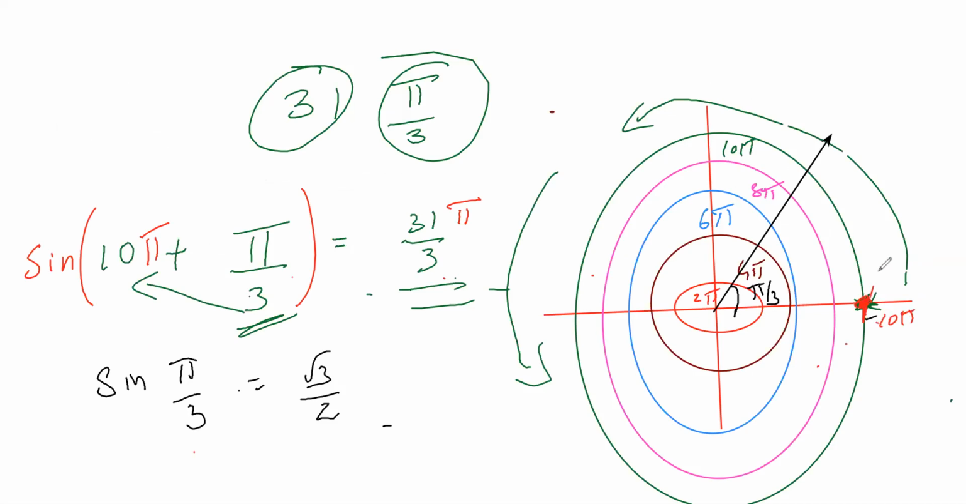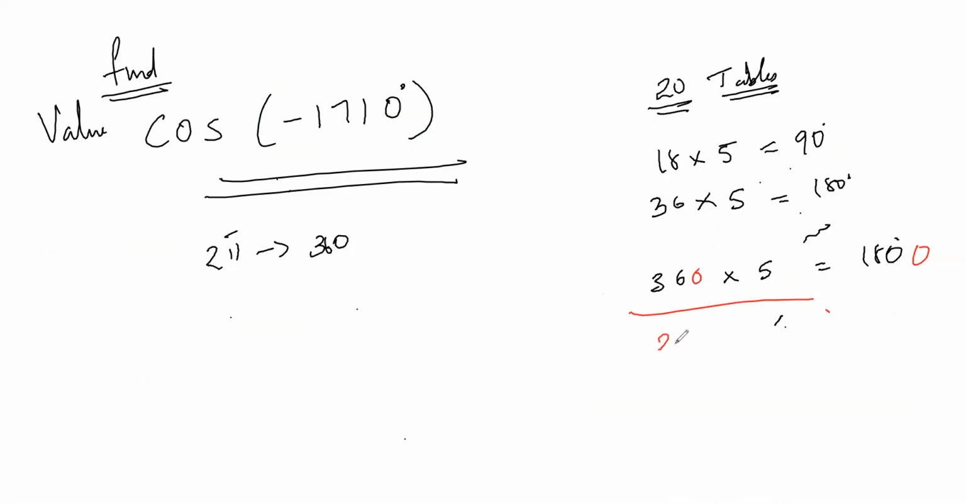Then plus pi by 3. Correct? So here from 360, 360 is what? 2 pi. 2 pi into 5, that is 10 pi. Is it correct, what I'm writing now? Is everyone able to follow now with me? 10 pi. Correct? So 10 pi value is what now? 1800. We got it.